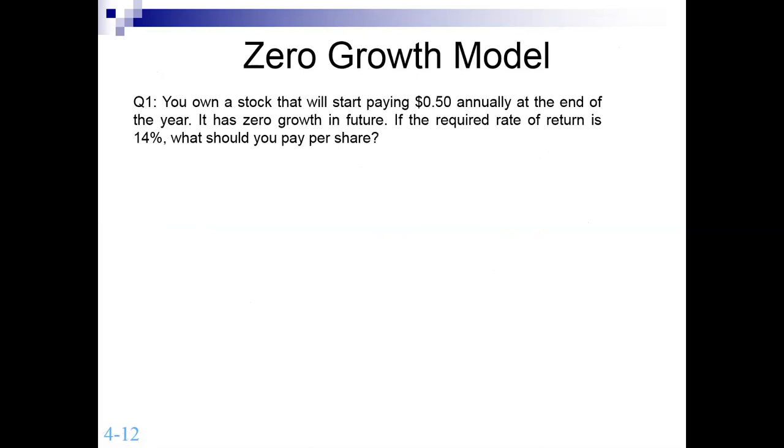The most basic and fundamental question, where we assume that the company has no growth, is static and paying a dividend, and this dividend is not going to change. You own a stock that will start paying 0.5 annually at the end of the year. It has zero growth in future. Zero growth means this dividend will not change in future. If the investor required return is 14%, what should you pay for this stock, or what should be the fair value of this stock?